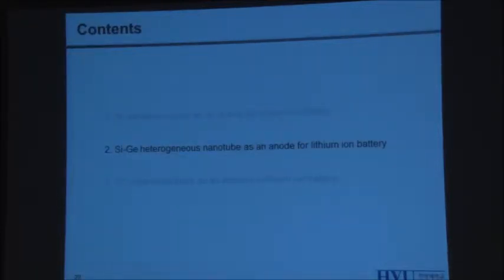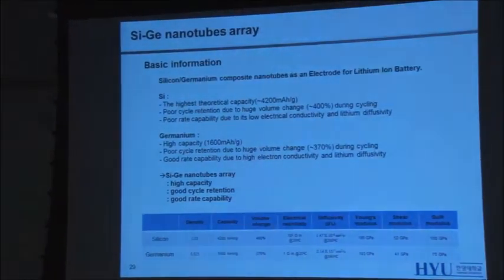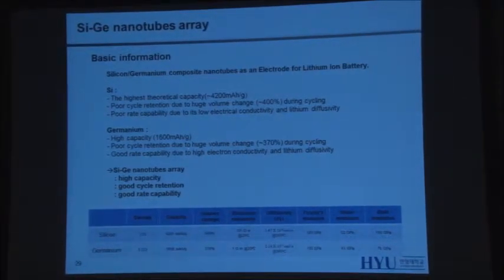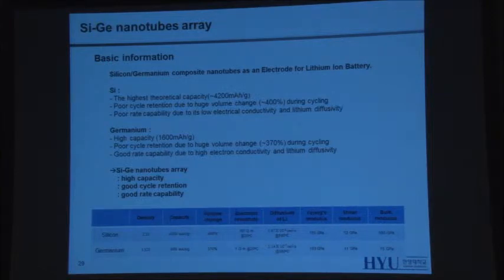So we thought that just opening the cap and doping does not really increase the rate capability. Then we thought about how we can increase the rate capability of the silicon material. So we decided to introduce germanium. Germanium has a much higher capacity and poorer cycle retention due to its huge volume expansion, but good rate capability, because germanium has much higher electron conductivity and lithium diffusivity compared to silicon. The electron conductivity is about 10 to the 2 times higher than silicon, and the diffusion is about 10 times higher.